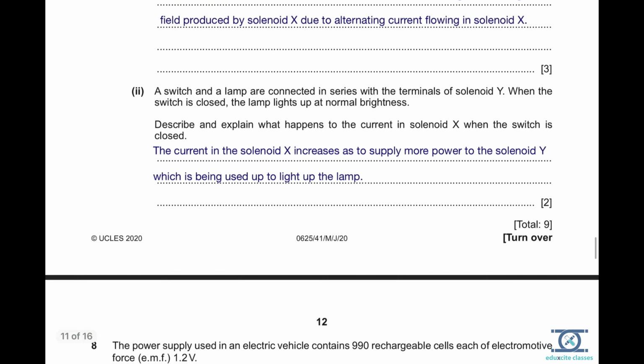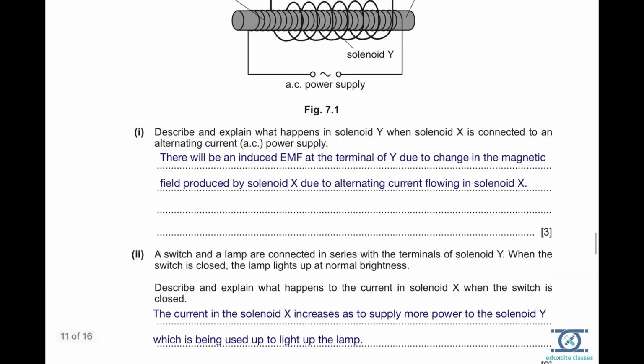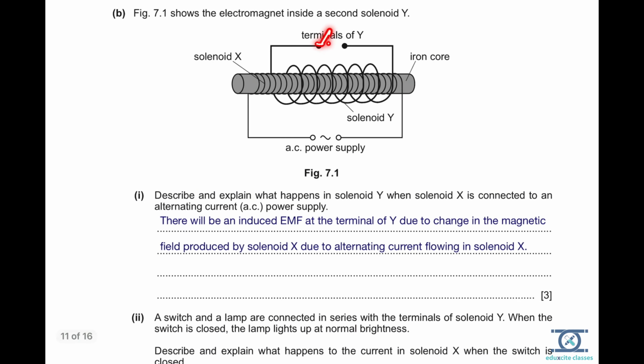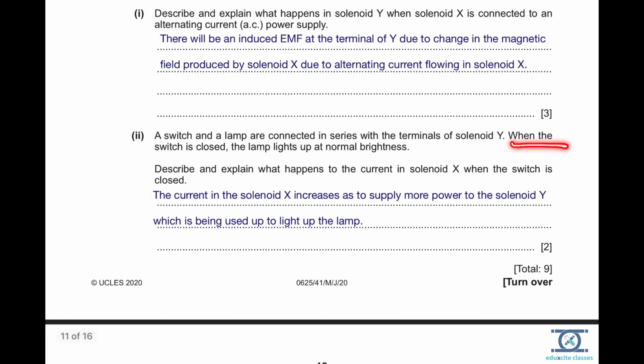Now the second part: a switch and a lamp are connected in series with the terminals of solenoid Y. When the switch is closed, the lamp lights up at normal brightness. Describe and explain what happens to the current in solenoid X. You have to mention what will happen to the current in solenoid X when a switch and a lamp are connected between the terminals of Y.